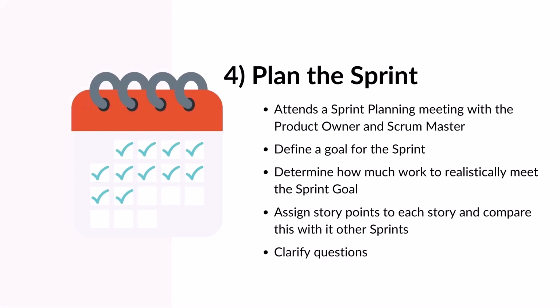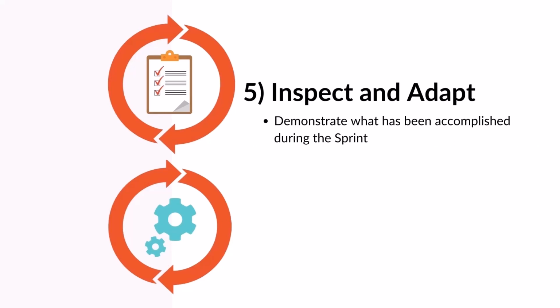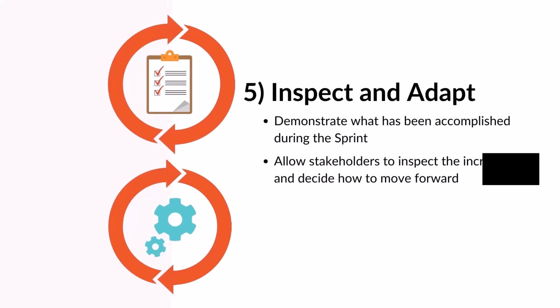Next, they inspect and adapt the product and the process. At the end of each sprint, the development team has 2 opportunities to inspect and adapt: the sprint review and the sprint retrospective. In the sprint review, the development team demonstrates what they have accomplished in the sprint. The participants include the Scrum Master, the product owner, sponsors, and any other stakeholders. It allows everyone to inspect the increment and decide how to move forward.